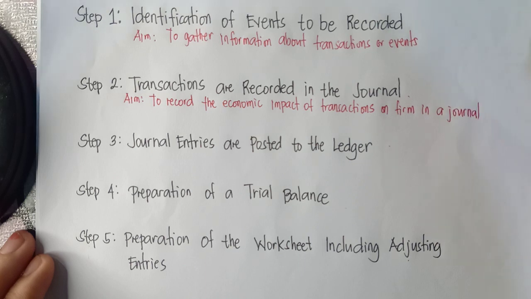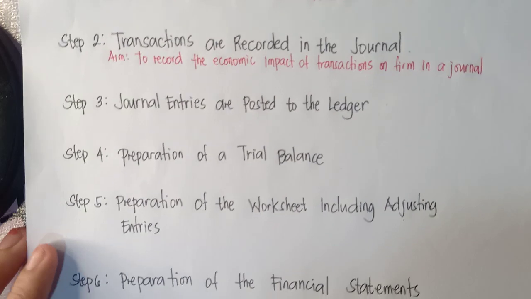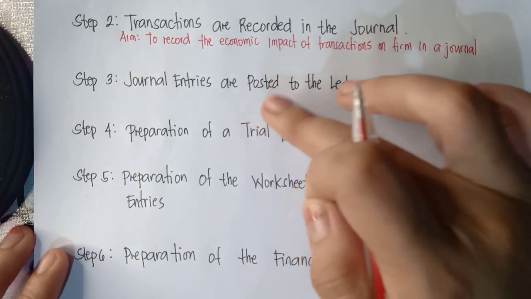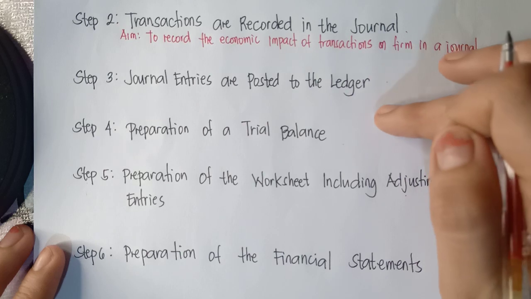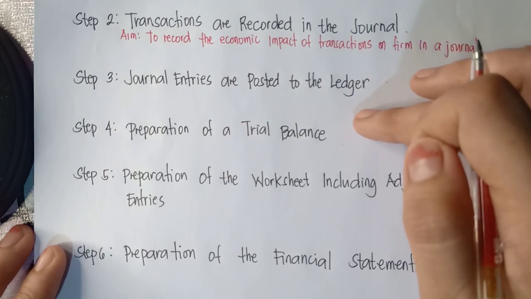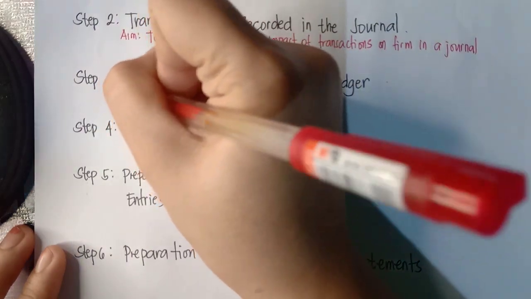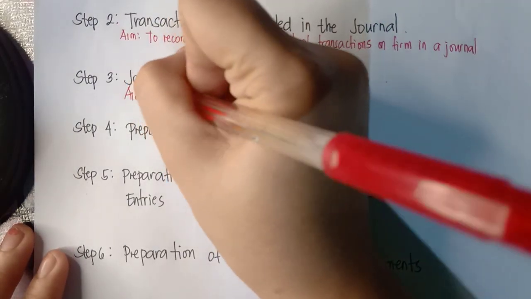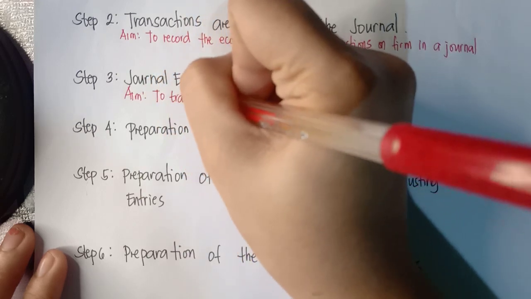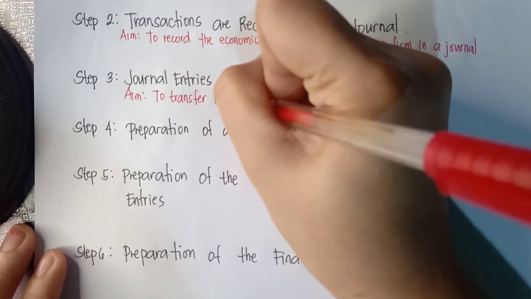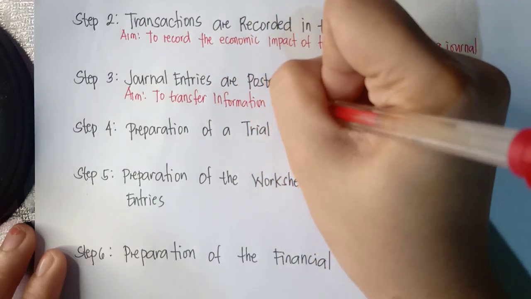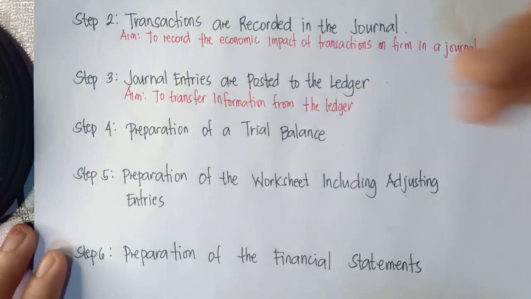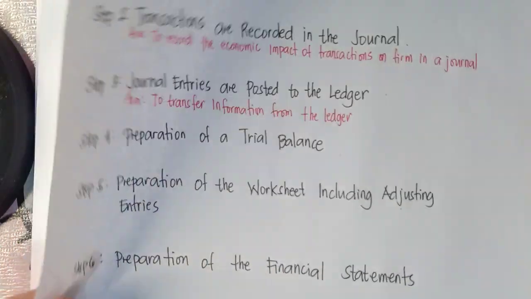Okay, next, we have step number 3. After we recorded those transactions in the journal, we have to post the journal entries to the ledger. And the aim of this step 3 is to what? Transfer information from the journal to the ledger, para sa classification.